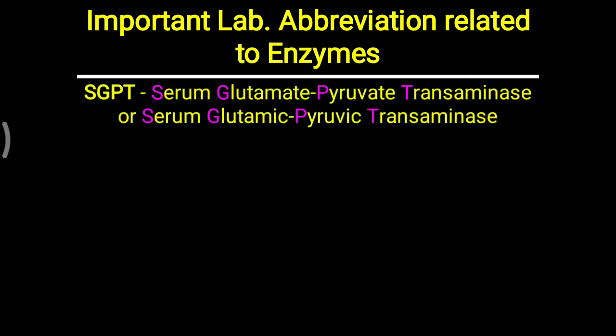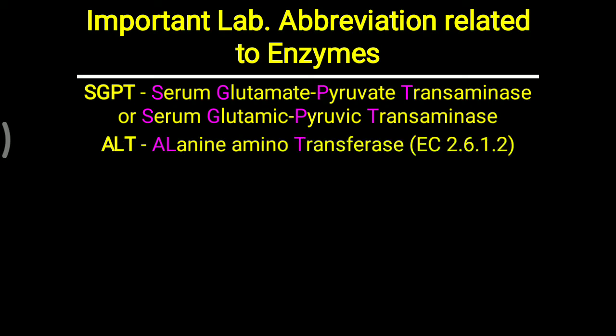Simply, SGPT is a commonly advised investigation in biochemistry. SGPT is serum glutamate pyruvate transaminase, that is the full form. In the same way, it is also called serum glutamic pyruvic transaminase. So it is related to the molecules glutamic acid and pyruvic acid. Also, transaminase belongs to the transferase class. Another name of this SGPT is alanine aminotransferase. These both are used alternatively.